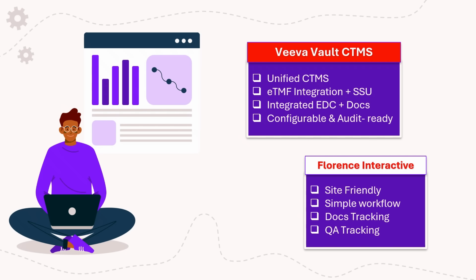Last but not the least, we again have Florence Interactive. Some CROs and pharma companies do use Florence Interactive. The major highlights of this particular system are that it is site friendly and very intuitive. It has a very simple workflow so that each and every stakeholder can follow it. It has an excellent document tracking feature which helps you understand what kind of documents are required, is there any dependency, and how to track it. And the QA tracking feature makes it more effective in terms of compliance. So these are the four major CTMS systems that the clinical research industry uses.